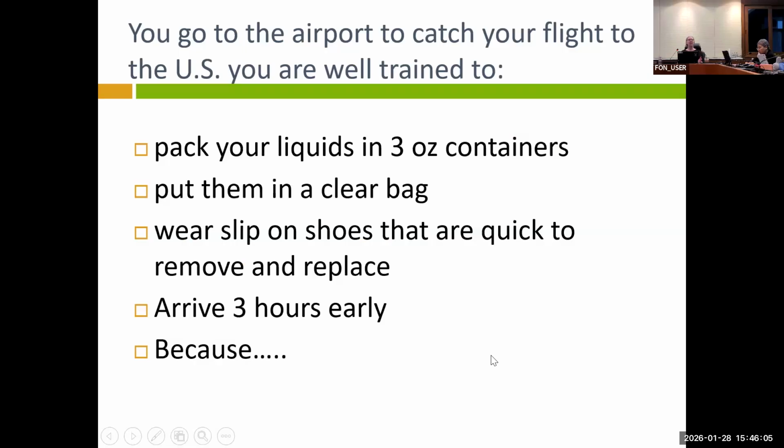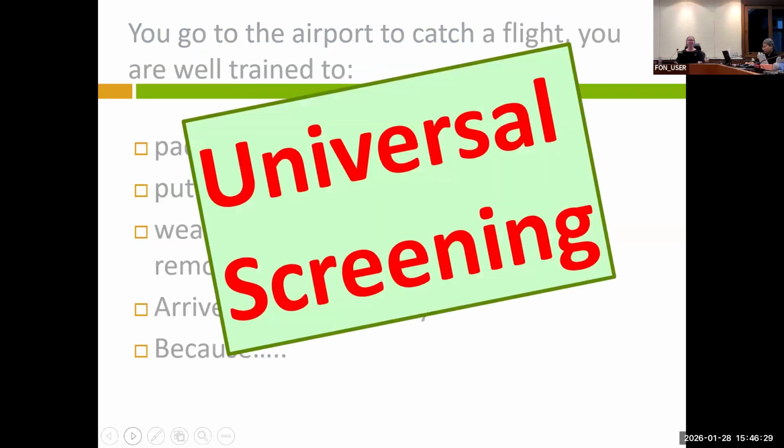You go to the airport to catch your flight to the US, which I hope all of you will do. Come visit me. You're well trained to pack liquids in 3-ounce containers, put them in a clear bag, wear slip-on shoes that are quick to remove and replace, and arrive 3 hours early. That's universal screening. Everyone's going to go through screening.